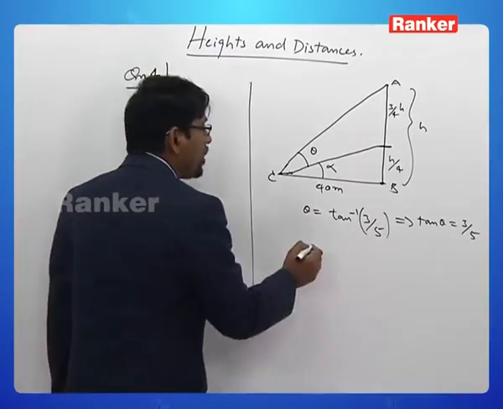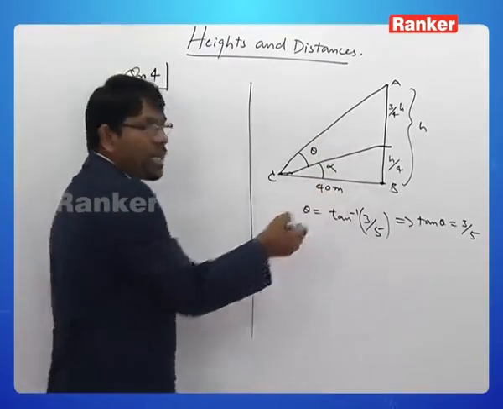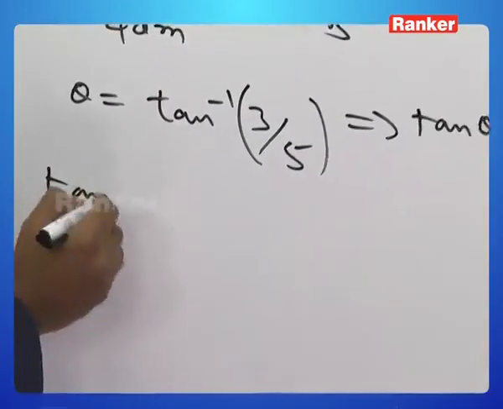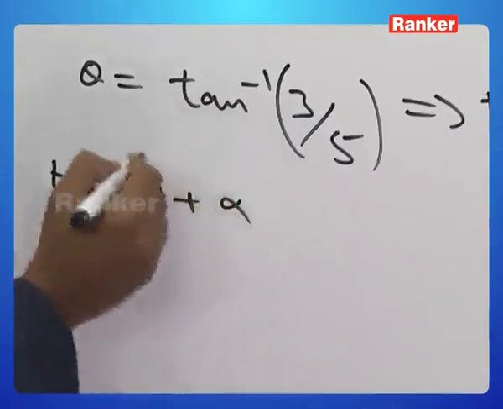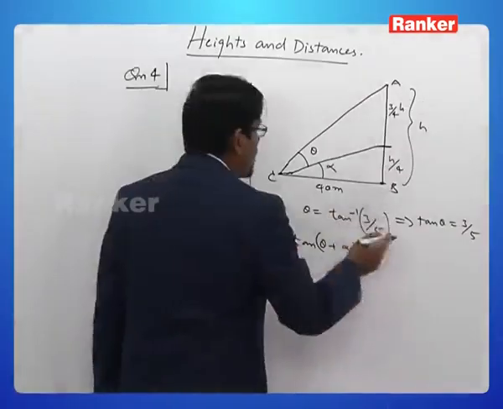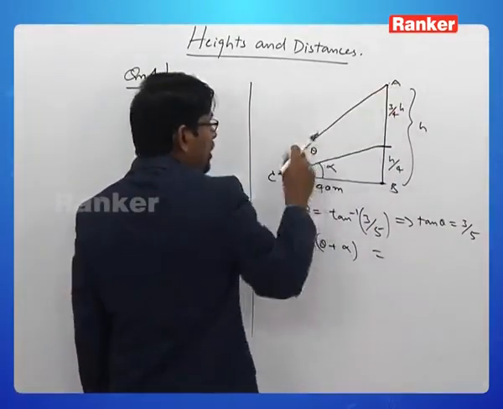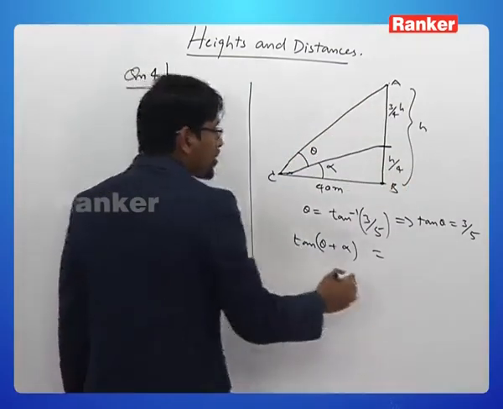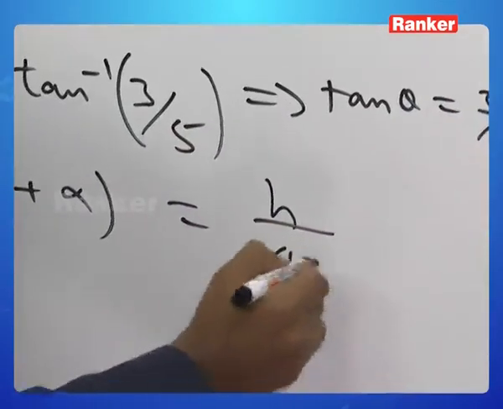Okay. The total angle is theta plus alpha. What is tan of theta plus alpha? Let us consider that. What is tan of theta plus alpha? The tan of this angle, that is opposite side by adjacent side. That is going to be h by 40.